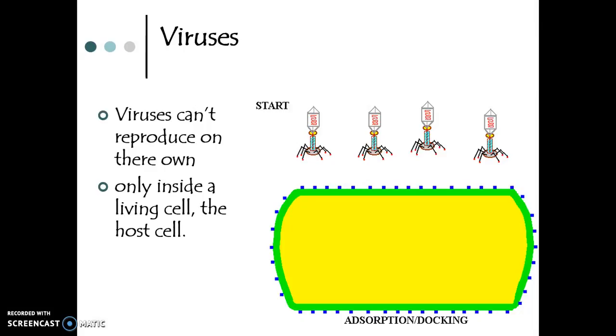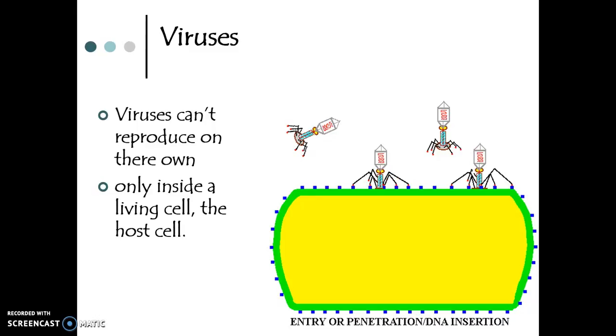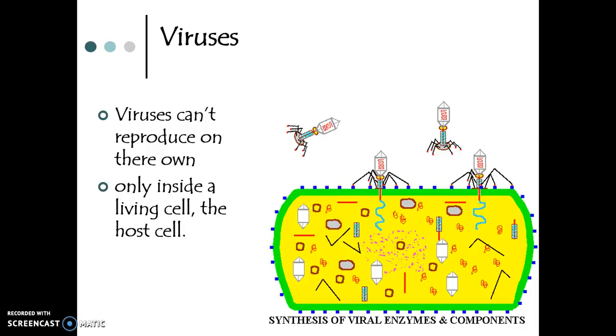So viruses cannot reproduce on their own. One virus cannot make more viruses. They have to hijack a living cell, and then they force the cell to make more viruses.